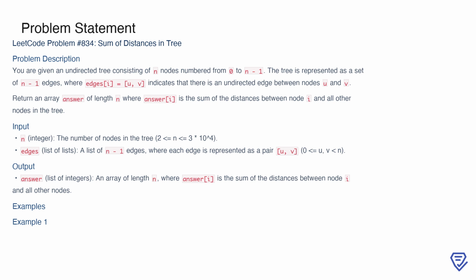The input includes the number of nodes, n, which can range from 2 to 30,000, and the list of edges that define the tree's structure. The output is this distance sum array, with one entry for each node in the tree.